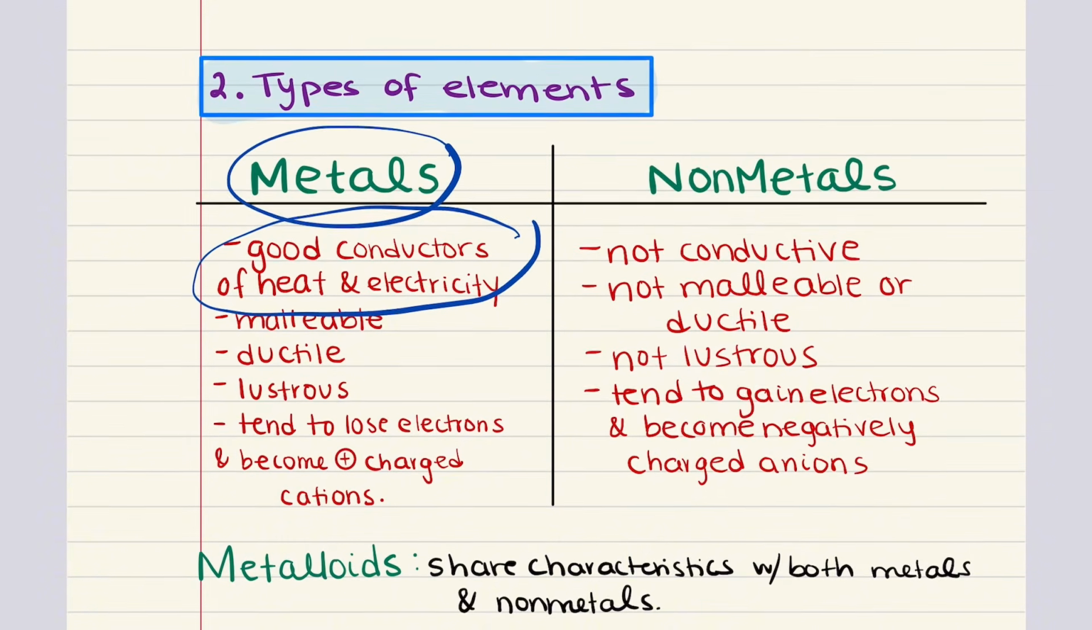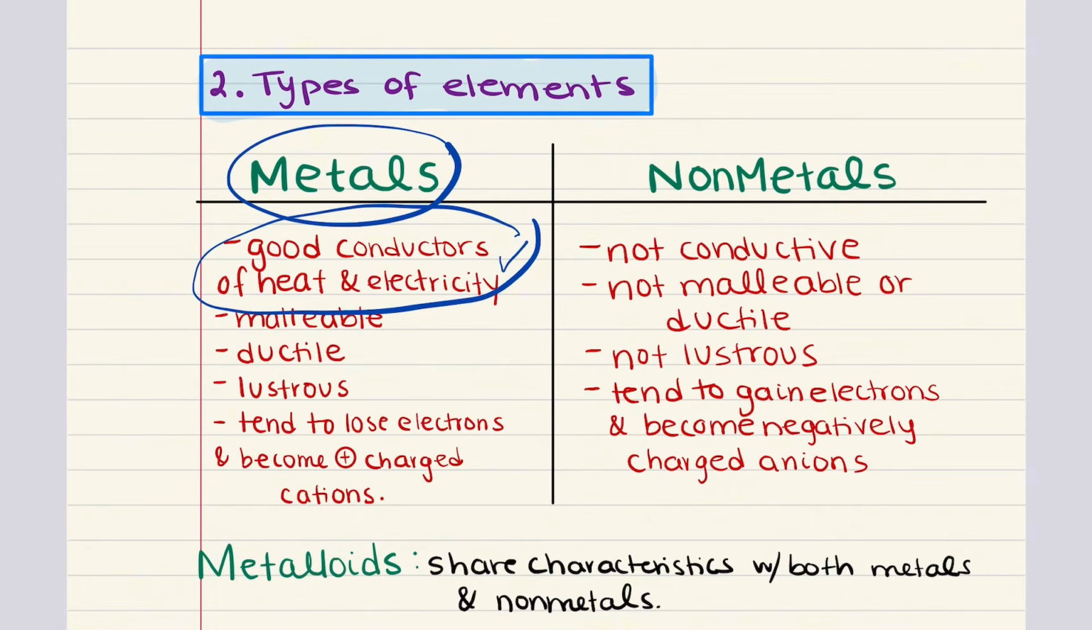So in short, metals are good conductors of heat and electricity. They're malleable, ductile, and lustrous, and they tend to lose electrons and become positively charged cations.